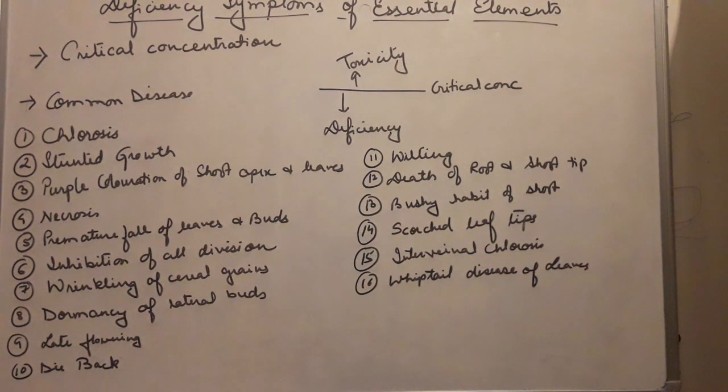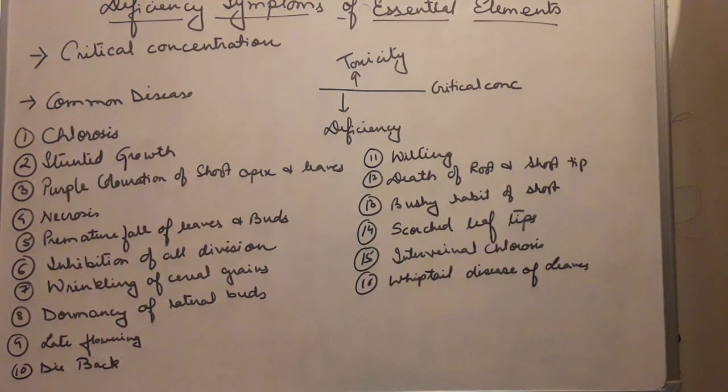Then next is premature fall of leaves and buds. Now we know that when the leaves and buds become mature, only then they die or fall off, isn't it? But here, before they mature, the fall takes place. That is due to deficiency of phosphorus, magnesium and copper. Then nitrogen, potassium, sulfur and molybdenum are responsible for inhibition of cell division. Then wrinkling of cereal grains is caused by nitrogen, sulfur and molybdenum.